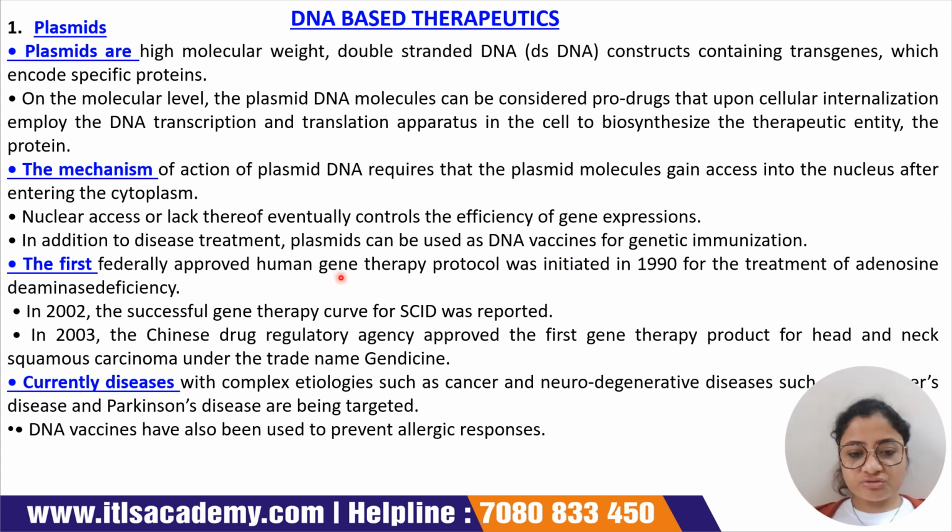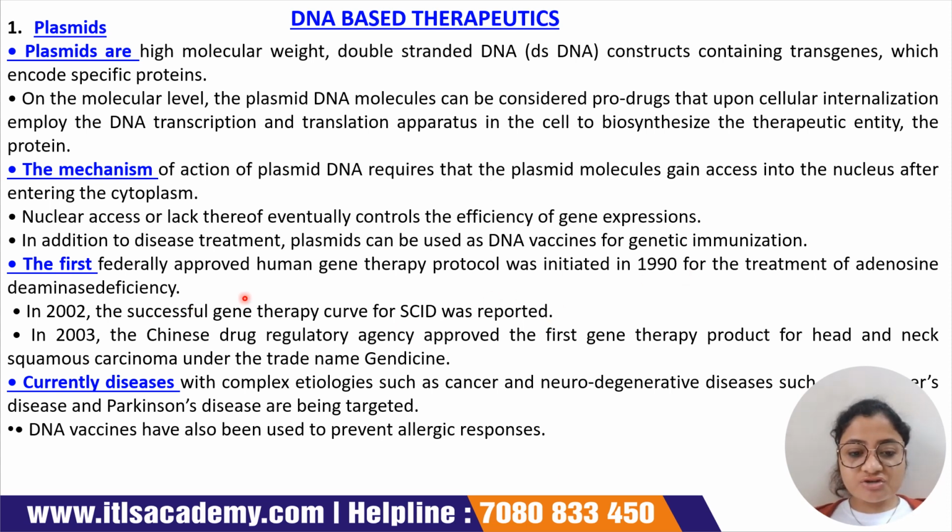In addition to disease treatment, plasmids can be used as DNA vaccines for genetic immunization. Okay, and DNA vaccines are something which are in the forefront of clinical research nowadays. Scientists are trying to come up with DNA vaccines for various diseases like HIV, malaria, etc. Okay, so that also will be an interesting avenue for plasmids as nucleic acid therapeutic agents.